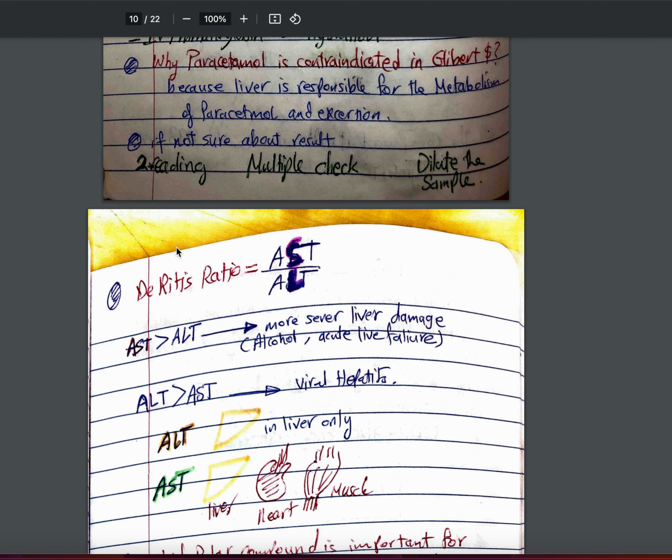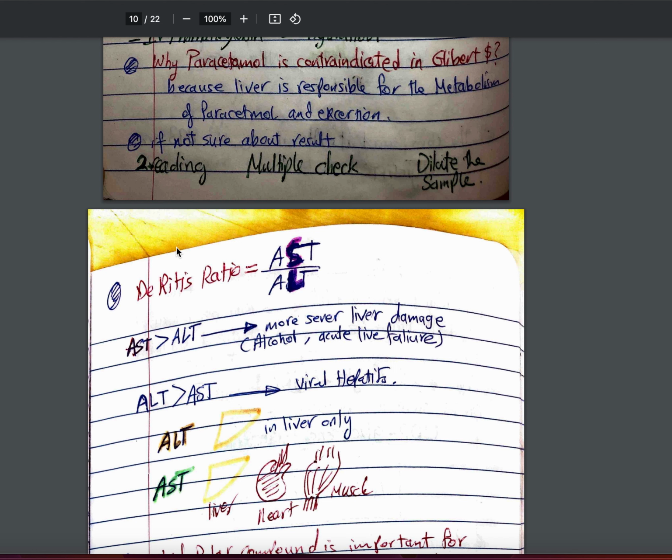De Ritis ratio, we also discussed that before. It is AST divided by ALT, and we said the half-life of AST is 17 hours while ALT is 47 hours. AST more than ALT indicates alcoholic liver damage, meaning more severe liver damage, especially from alcohol. But if ALT is more than AST, that indicates viral infection. Why does it indicate viral infection? Because ALT is present more in the liver.